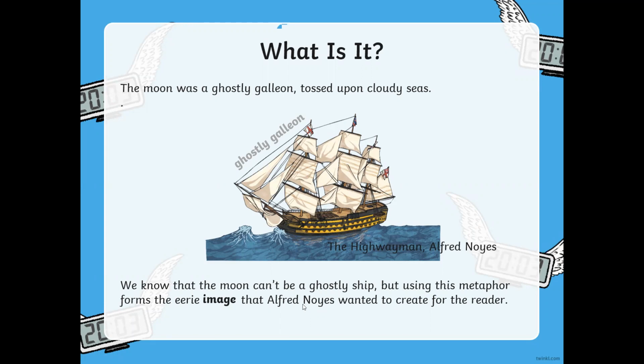So it says that the moon was a ghostly galleon tossed on cloudy seas. So what two things are being compared here? Anyone can answer. What two things are being compared to each other? The moon and the ghostly galleon. The galleon. What is a galleon? Do y'all know what a galleon is? It's a ship.